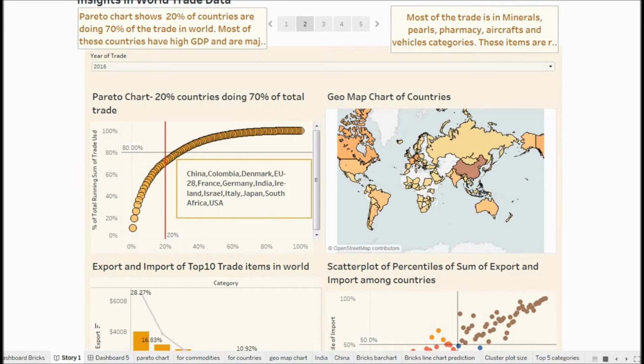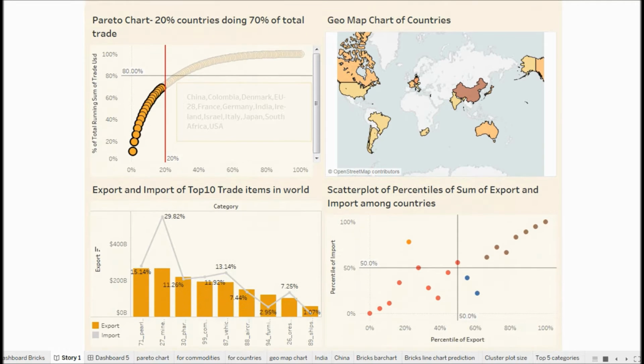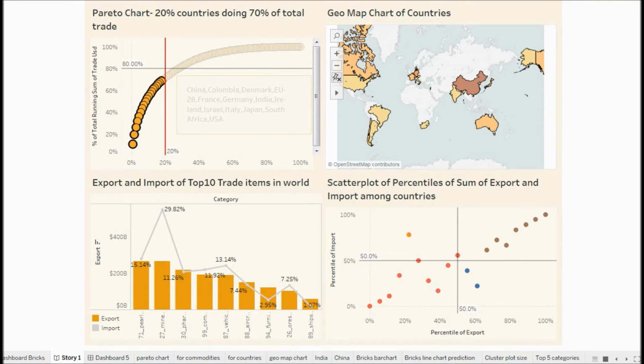As we select these countries, it will reflect in all the charts in this dashboard. As you can see, the geographical map chart is showing only these countries: China, India, European countries, USA, Canada, Brazil, and Australia. So these are the most important countries that we will be looking at in our next charts for different categories of items and commodities.